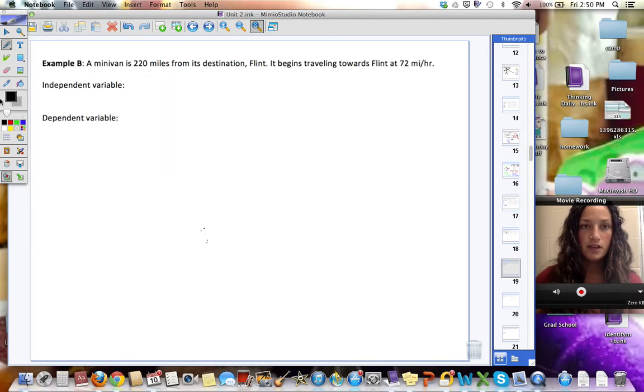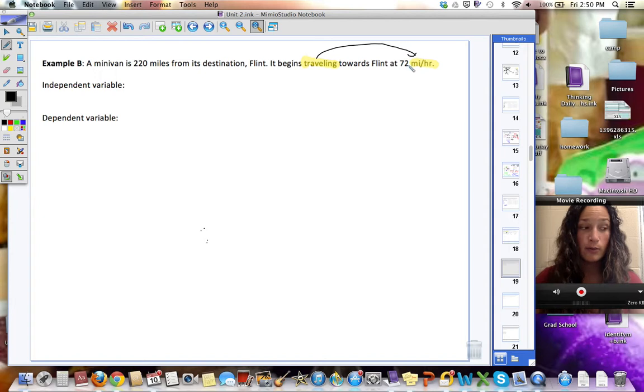Next one. Same thing. So I'm going to highlight first. A minivan is 220 miles from its destination, Flint. Begins traveling towards Flint. So I realize that I am traveling, right? I am traveling, and it gives me this right here, miles an hour. So that's going to be important. I'm not really worried about numbers until I have to write an equation. So I'm traveling at this many miles an hour.